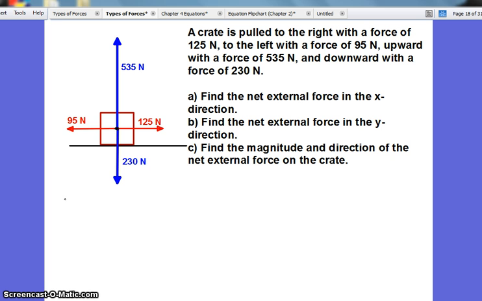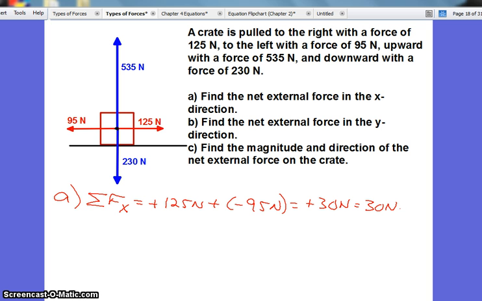So for the first part, we need to find the net external force, so that is sigma F, in the x direction, so I'll label it with the subscript x. We have two forces in the x or horizontal direction. We have 125 newtons, and that's to the right, so that's positive. And we have 95 newtons, and that is to the left, so that is negative. Again, it's a summation, we find the total, but one of them is negative. So when we add them, we get a positive 30 newtons, which simply means 30 newtons to the right.